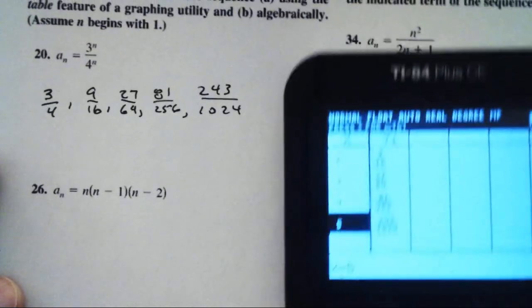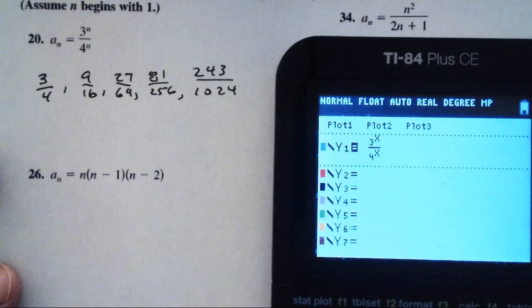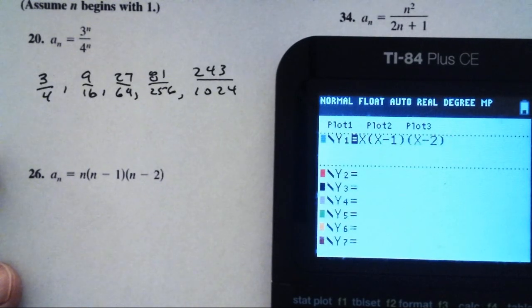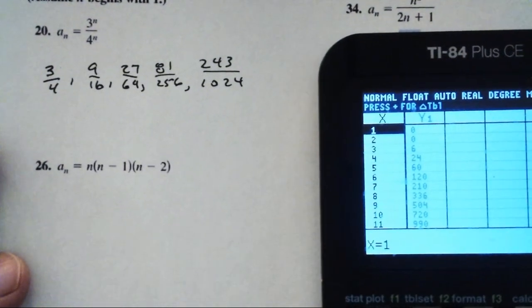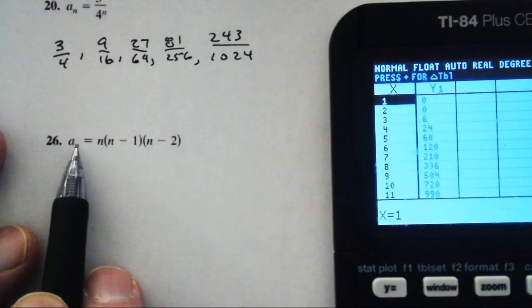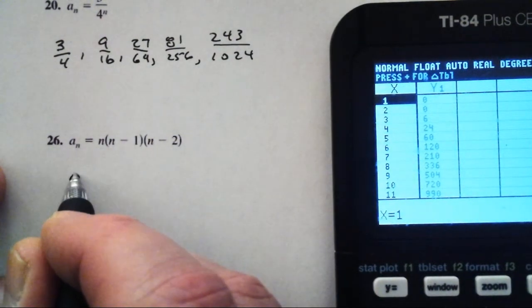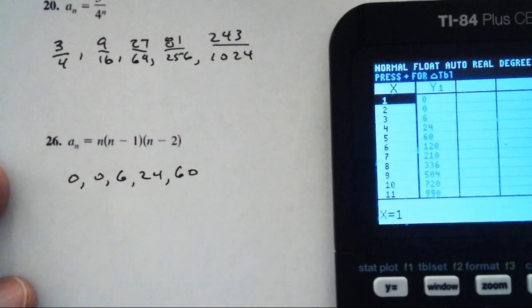Then 26, be a good time for you to try that on your own, but I'm just going to jump right back into y equals. Clear this, and we've got x times x minus 1 times x minus 2. Back to table. And it can jump back up to entry 1. A little concerning maybe that we start off 0, 0 until we look at it and say, oh yeah, when n is 1, this is 0. When n is 2, that factor is 0. So my terms are 0, 0, 6, 24, and 60.